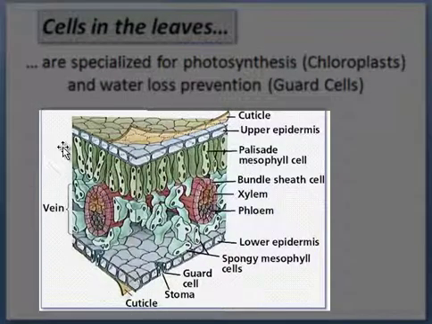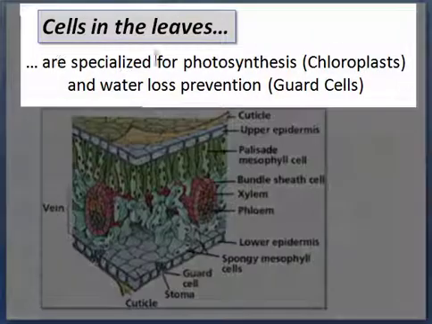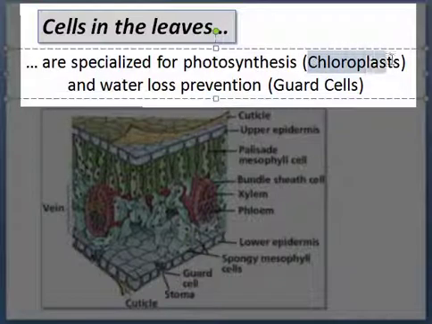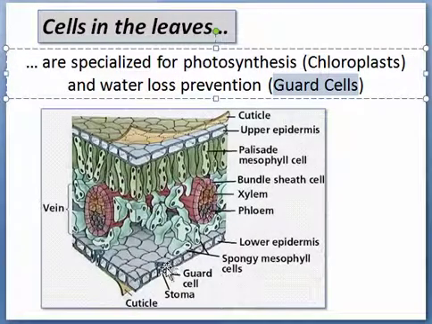Here's a leaf cross section. You can see all the different stuff in the leaf. We're going to talk about just a few of these because cells in the leaves, we're going to say, are specialized for photosynthesis. A great example of that is the chloroplast. And then water loss prevention, the guard cells. Here you can see a tiny little guard cell. The opening that the guard cell controls is called the stoma or stomata.